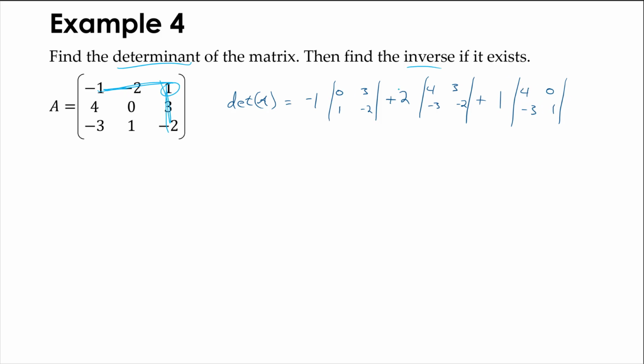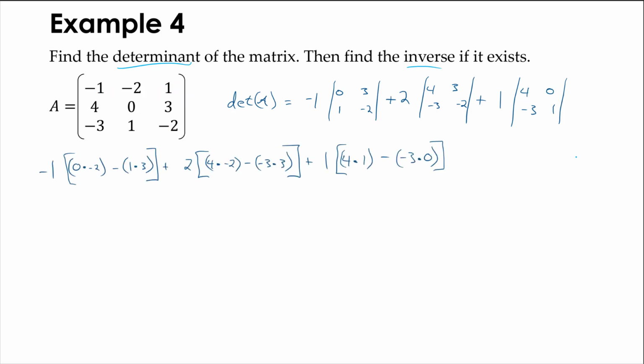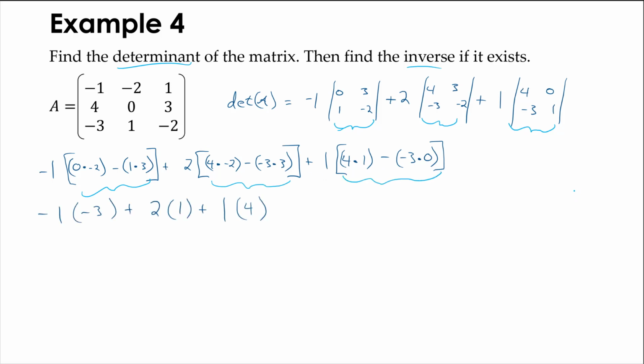Okay, so what each of these little 2 by 2s is, it's just the determinant of those 2 by 2s. Okay, so I'll go ahead and find the determinant of each one of these. Okay, that's just the determinant of this, and the determinant of that. Okay, that's what we have here in our brackets. All right. So when I do that, I get negative 1 times negative 3 plus 2 times 1 plus 1 times 4. Okay, so that reduces down, and I have a determinant of 9.